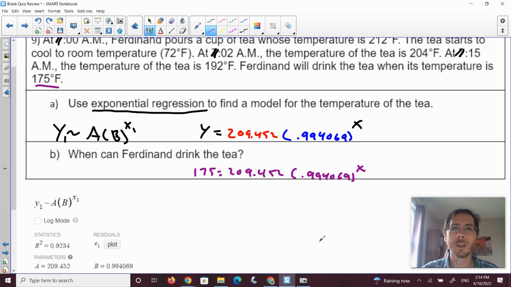So if we want to be very precise, we can say about 30.2 minutes after, but that doesn't answer the question. It says, when can he drink the tea? So that would be at about 7:30.